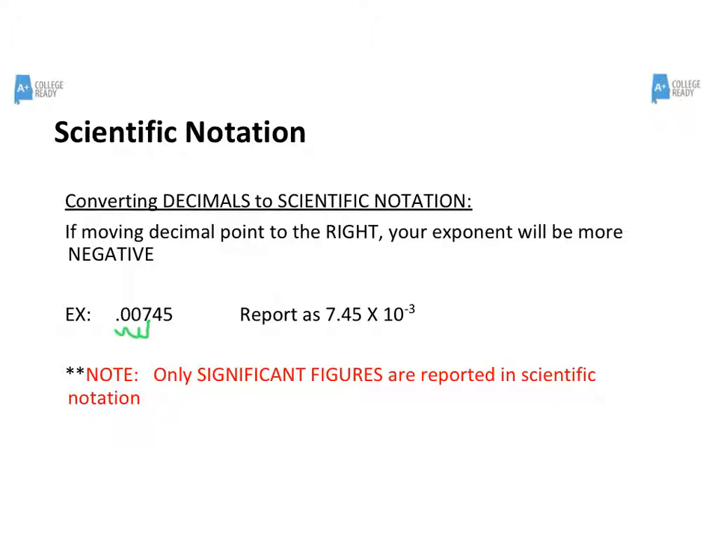Which breaks the rules. If I move it 4 places, I have a number greater than 10, which would be 74.5. The only place where I have the proper number equal to or greater than 1 and less than 10 is if I move that decimal 3 places. If I'm moving to the right, my exponent will be more negative. I've moved it 3 places to the right, therefore my exponent will be 3. Because I've moved it to the right, I have a negative exponent. Only significant figures are reported in scientific notation.